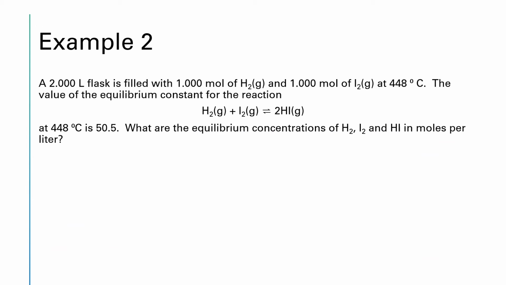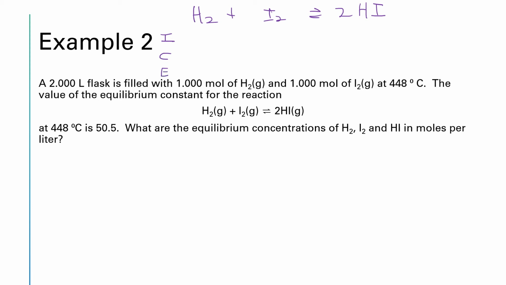In this problem, we have an equilibrium reaction with hydrogen and iodine in equilibrium with 2HI. We're given that the K value is 50.5, and we're given initial numbers of moles that are added to a 2-liter flask. I'm going to set up the ICE chart up top. So we're going to have hydrogen plus iodine in equilibrium with 2HI. All of these are in the gas phase, so they will all go into our equilibrium constant expression.